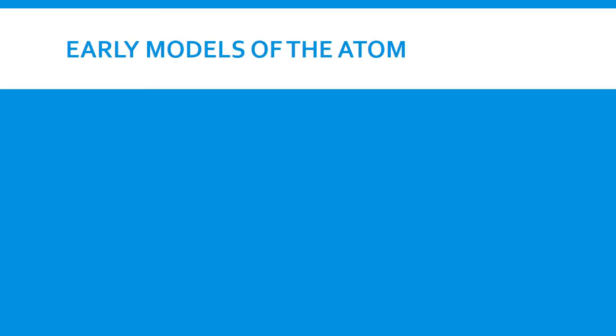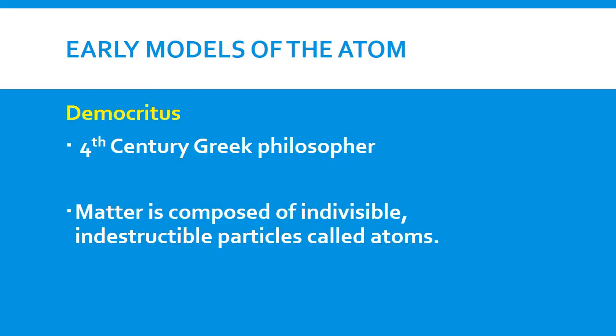With your unaided eye, you cannot see the fundamental particles that make up matter. But early philosophers and scientists were still interested in the fundamental particles of matter. Even though they were not able to observe these particles, they were still able to propose ideas about the structure. Democritus was one of the first to suggest the existence of atoms. He proposed that matter was composed of indivisible and indestructible particles called atoms.